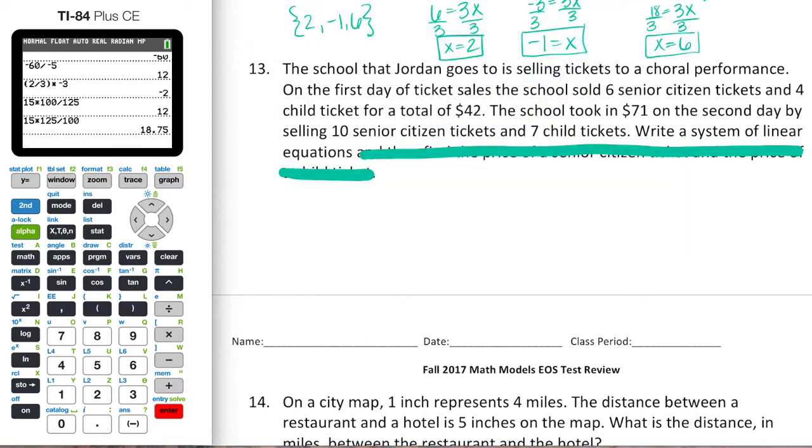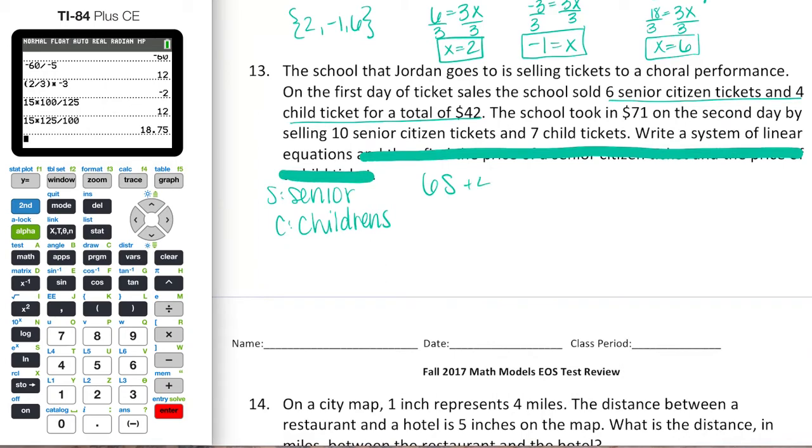So we have 6 senior citizen tickets, 4 children's tickets for $42. So we're going to have 6S. S is going to be our senior tickets. C is going to be our children's tickets. So 6S plus 4C gave us a total of $42. Then our second one said $71 for 10 senior citizens tickets and 7 children's tickets. So 10S plus 7C equals 71 on the second day. And that is our final equation.